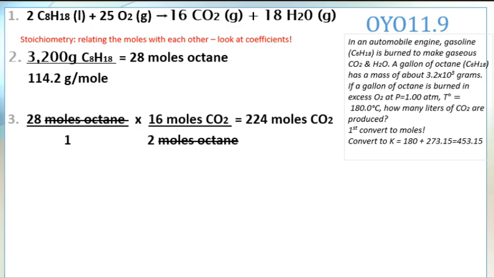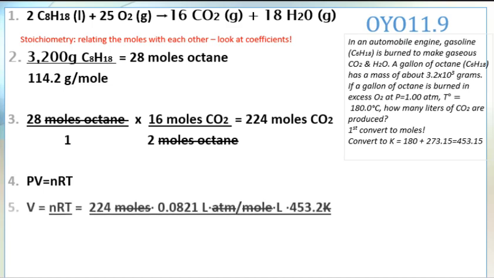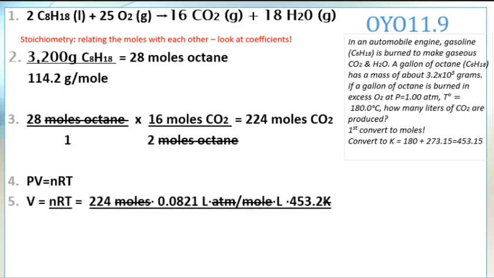What's it asked us for? How many liters of CO2? Okay, so PV equals nRT. And we're looking for volume. So we rearrange it like that. We plug in all of our numbers, including the one we just calculated.